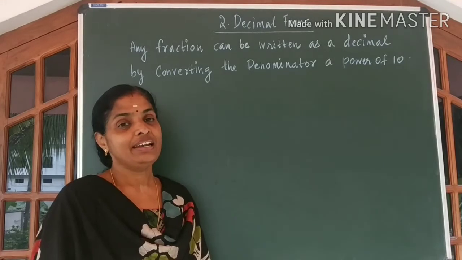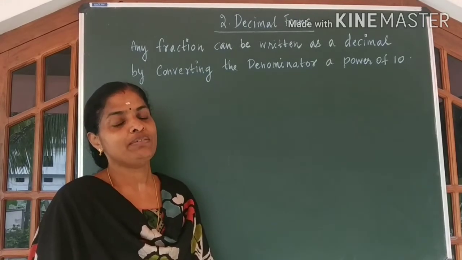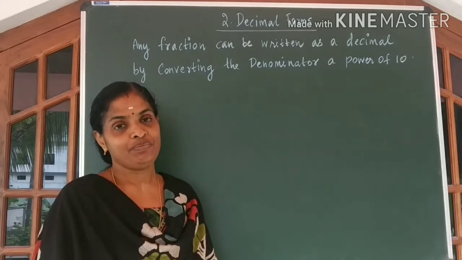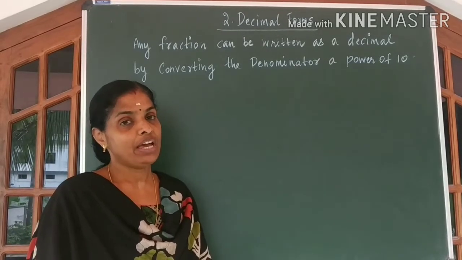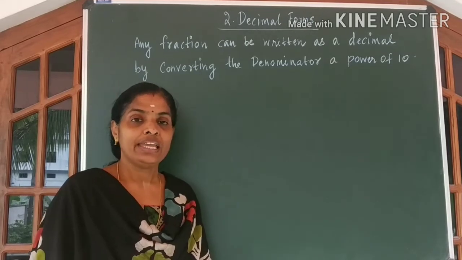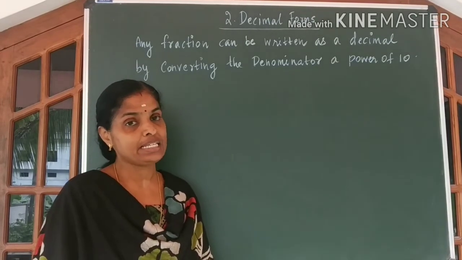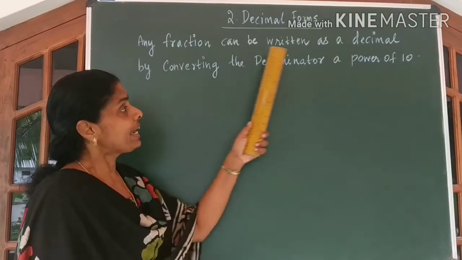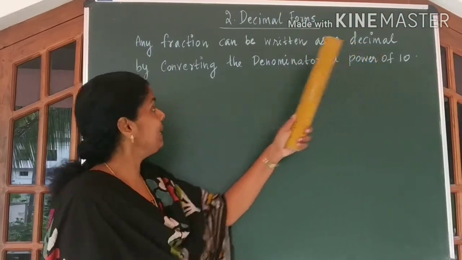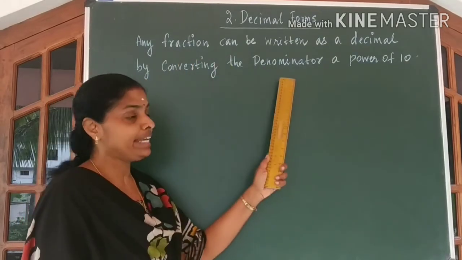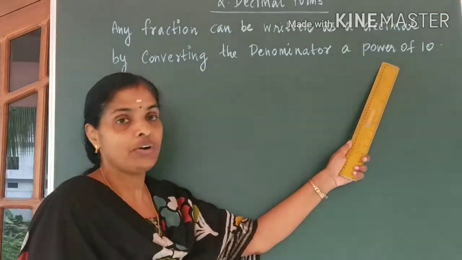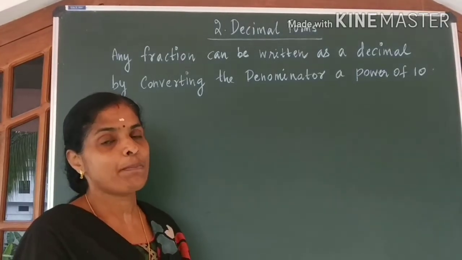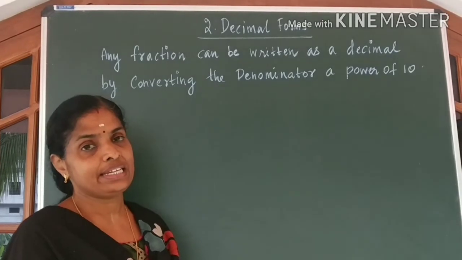The second lesson, decimal forms. You have studied about decimals in your 6th standard. In this lesson, we are talking about converting any fraction into a decimal. Look at the blackboard. Any fraction can be written as a decimal by converting the denominator to a power of 10. Isn't it? Only if the denominator is a power of 10, we can write it in the decimal form.